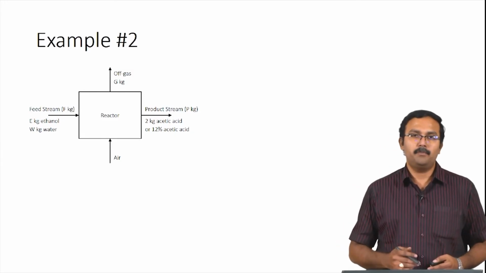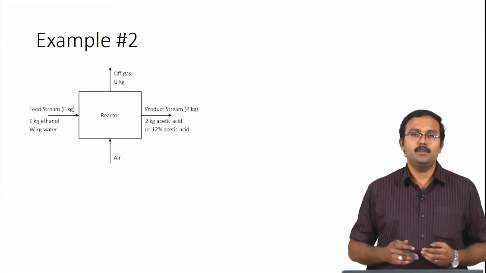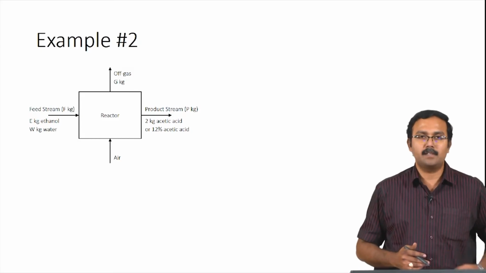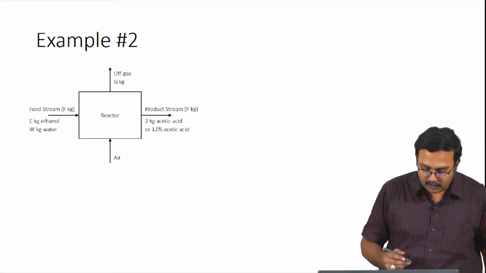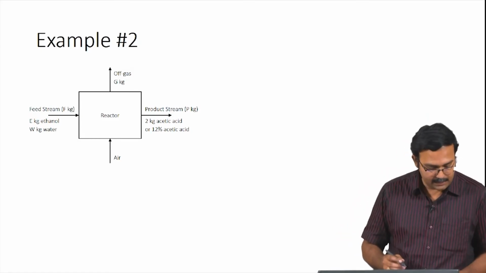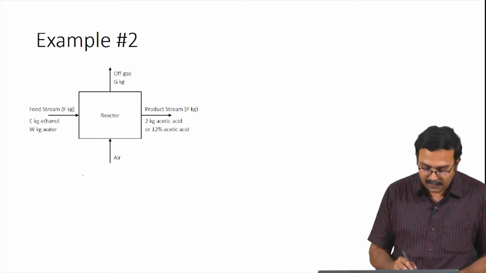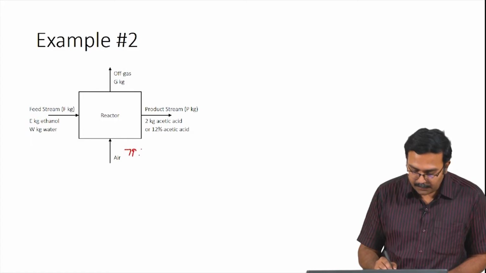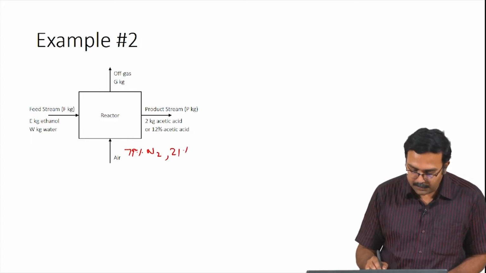Now, for performing the calculations, we need to know how much oxygen and nitrogen are entering through the air stream. We know that the composition of air is given as 79% nitrogen and 21% oxygen. So, air contains 79% nitrogen and 21% oxygen.